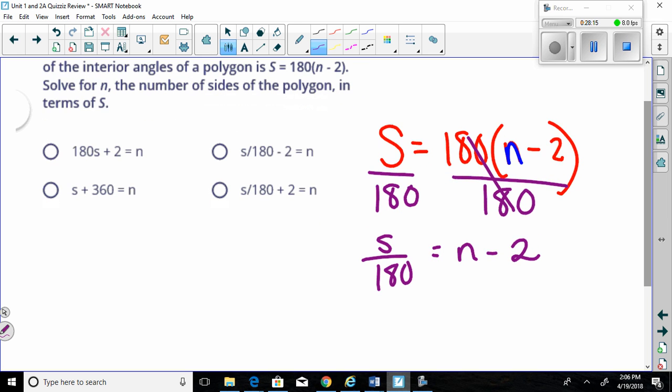How do you get n by itself? Add 2. So you end up getting s over 180 plus 2. Does that make sense?